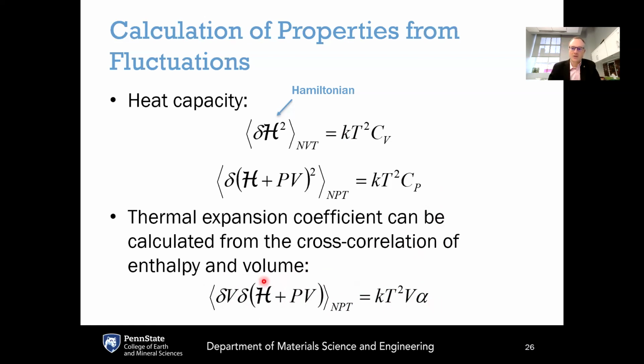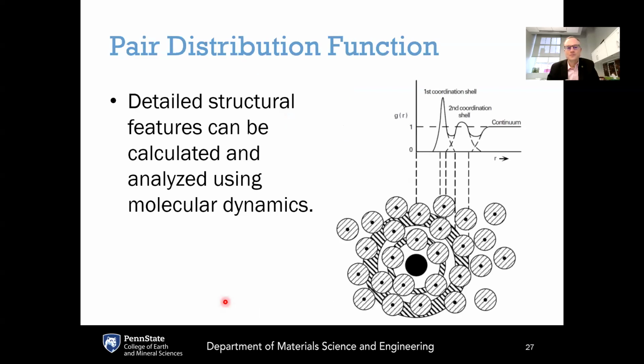And what this is telling you is that if the volume and enthalpy fluctuations are correlated together, like maybe little positive fluctuations in enthalpy also correspond to positive fluctuations in volume, that's indicative of a high thermal expansion coefficient. If you wanted to have a negative thermal expansion coefficient, then there would be some anti-correlation between volumetric and enthalpic fluctuations, where if one goes in one direction, the other goes in the other direction.